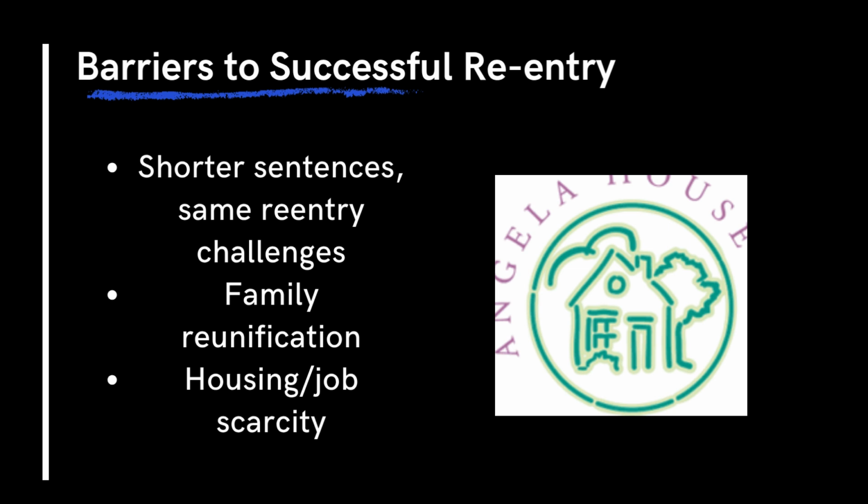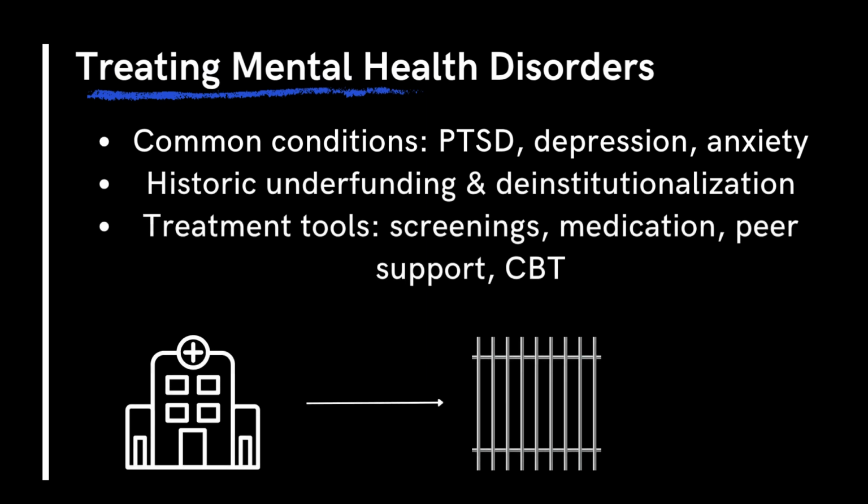All right, so that was women. We also need to talk about the unique challenges facing the mentally ill population in the correction system. The prevalence of mental health disorders among incarcerated populations is vastly larger than the general population. Common disorders include anxiety, depression, PTSD, and substance abuse disorders. These populations present a unique challenge for correctional facilities.